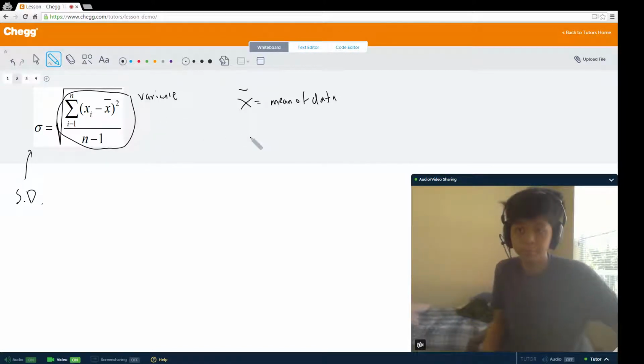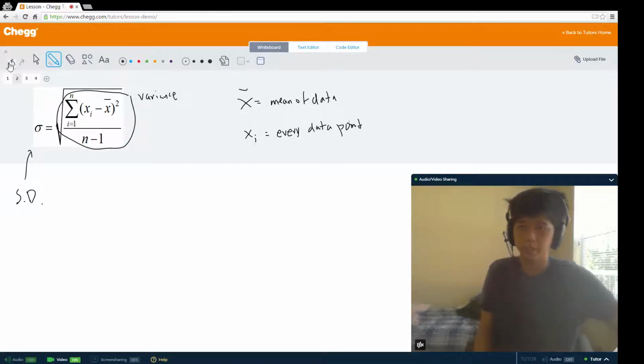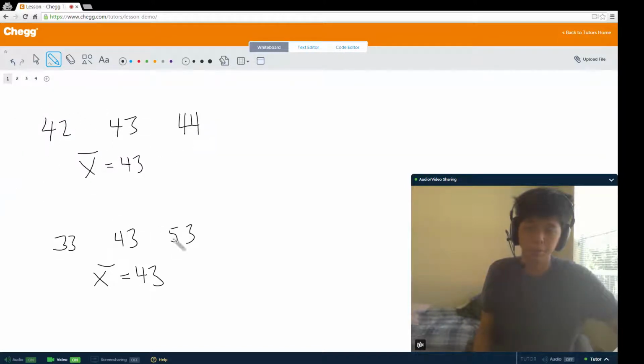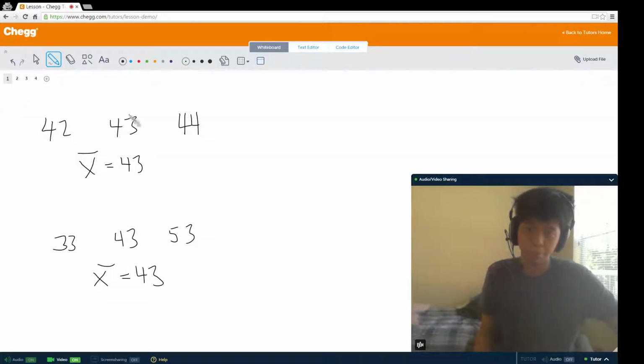Your xi is going to be every data point, every single one. So this sigma sign on the left, all this means is we start at i equals 1 and we go to n, where n is your number of data points in your sample. So let's go back to our previous example here, n would equal 3 for both. So we just go from 1 to 3, meaning we hit 1, 2, and 3. So this would be data point 1, this would be data point 2, and this would be data point 3.